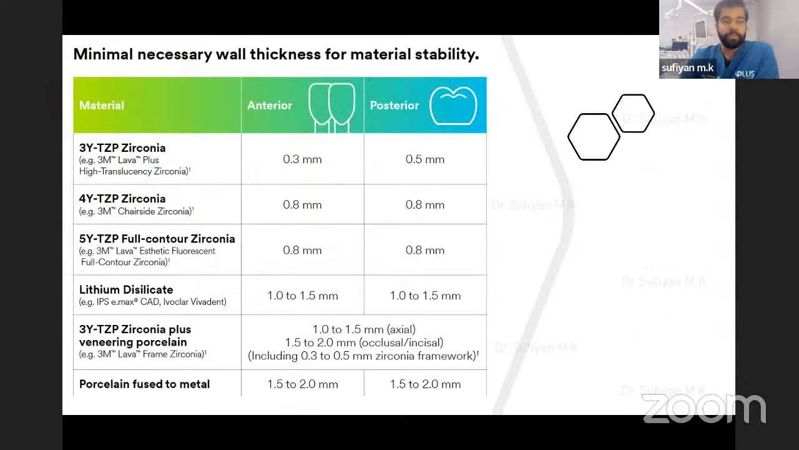So this is a table where you do a monolith zirconia. There are different types of zirconia material. Contact the lab and ask which type of zirconia they are using. Just do not write monolith zirconia crown, Lava crown. Lava of which kind? Lava 3Y or 4Y or 5Y. These are the kinds of zirconia types available.